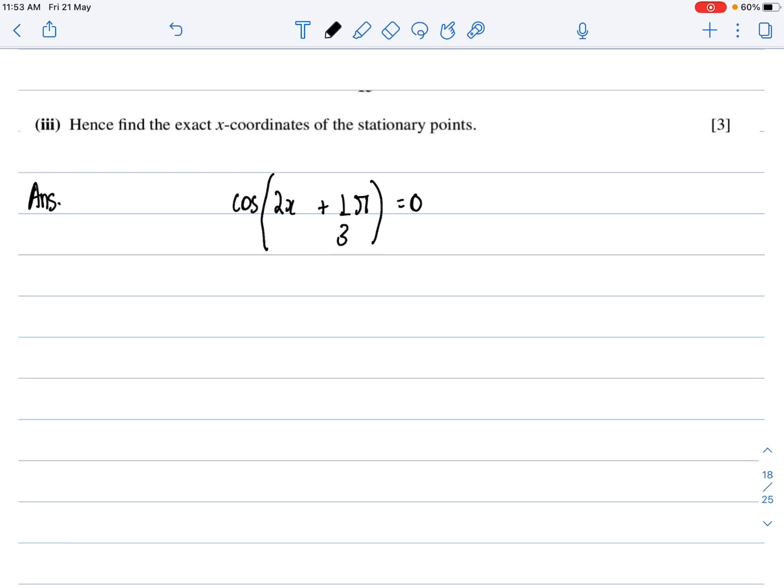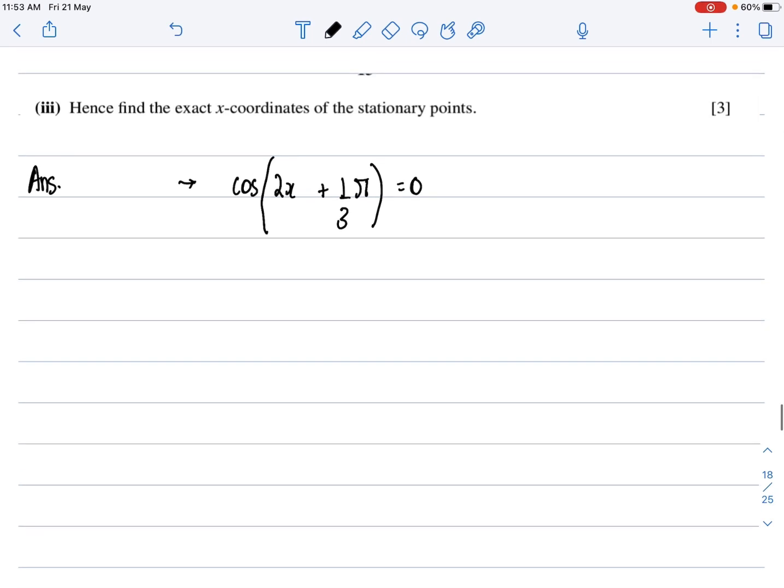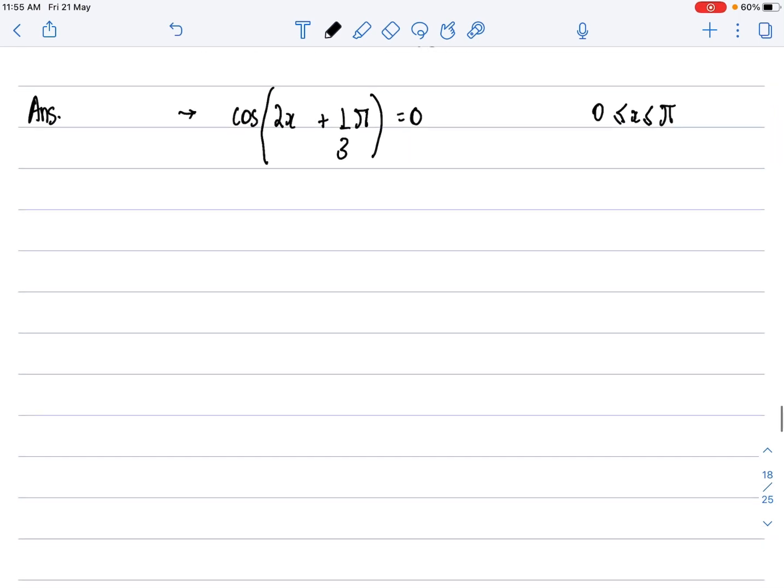Now, this is the third part of the question. I need the exact x coordinates of the stationary points. So I derived this equation from part 2, correct? Now I know my domain which they have given me is from 0 to pi. Now what I simply need to do is I need the cos of a positive number. So I'll do 2x plus 1/3 pi is equal to, remember your trigo, here there's A, S, T, C. Cos is positive in the first quadrant and the fourth quadrant.